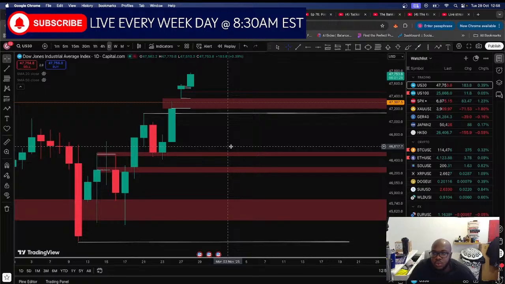So what we're going to do now, we're going to identify whether or not the hourly and 4 hour is in confluence with the overall trend. So we already know that the trend is up for the day. So what we're going to do now is jump into the 4 hour chart and see whether or not the 4 hour is in an uptrend. And the 4 hour actually is in an uptrend.